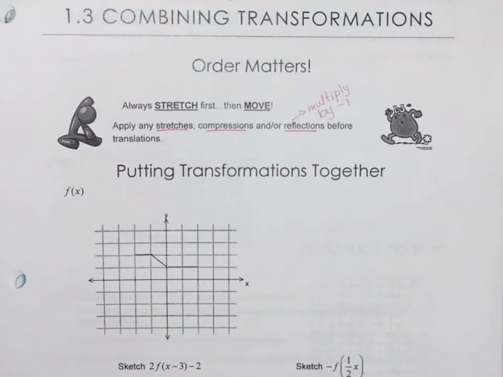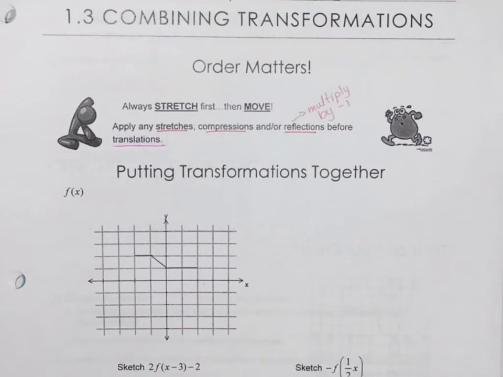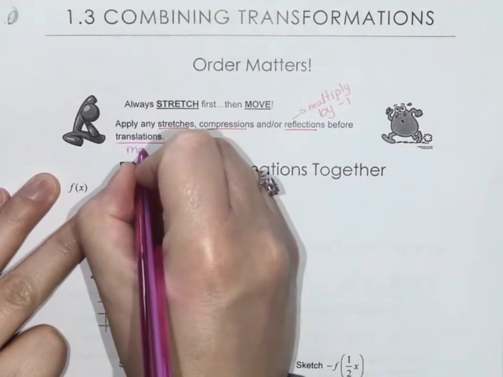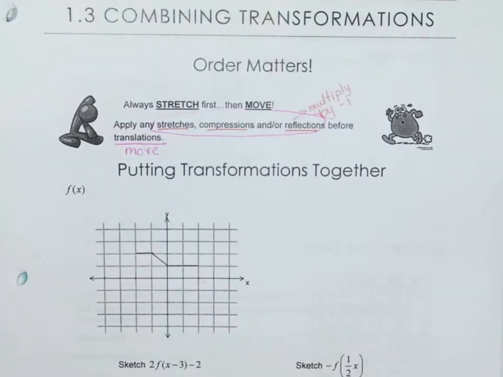And the last thing that you're going to do is your translation. So that's your move. These are your moves, and these all happen because you're multiplying them.